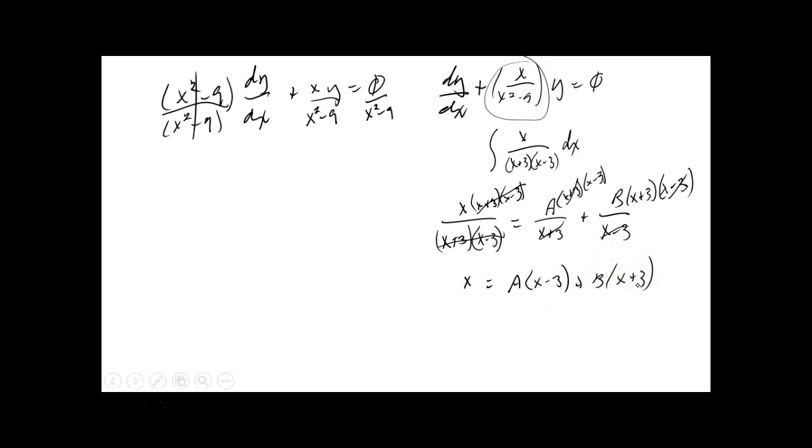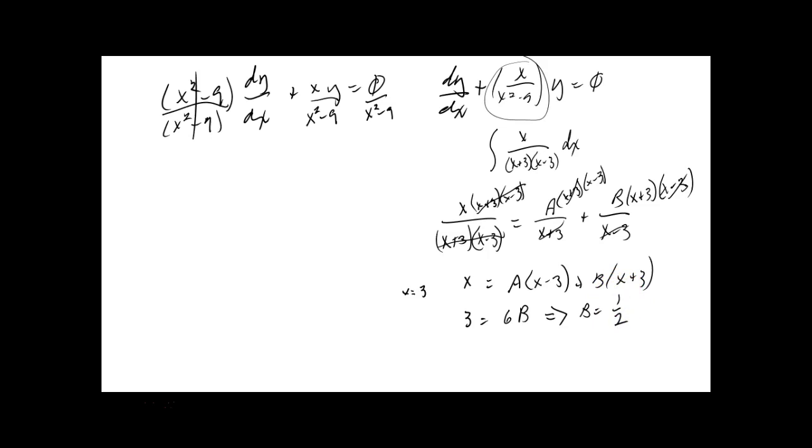Okay? Now we try to solve for a and b, so I guess we'd plug in 3 for x. Okay, that's a great idea. Let's let x equal 3. So the left-hand side becomes 3 is equal to 0 plus b times 6, so 6b, which implies that b equals 1/2. Got it.